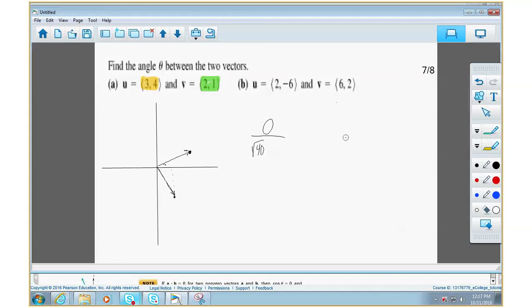Okay. And 6 and 2 will be what? 36 and 4 again, square root of 40, but again, it doesn't matter because anything times 0 is 0. So then you say cosine of theta is equal to 0, and theta is going to be inverse cosine of 0, which comes out to be what? It's amazing. I predicted the future. I said it was going to be 90.